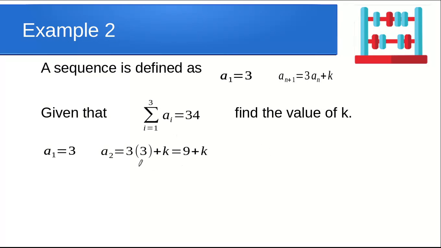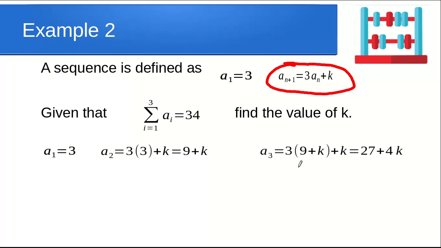Now to find a2 from a1, you can just do a2 equals 3 times whatever a1 was, and I'm using this inductive formula here. If we just plug in a1 as our a(n), we can then work out a2. So a2 is 3 times 3 plus k, so that's 9 plus k. Likewise for a3, but this time we'll be plugging in the last result. So a3 is 3 times 9 plus k, which is 27 plus 4k.